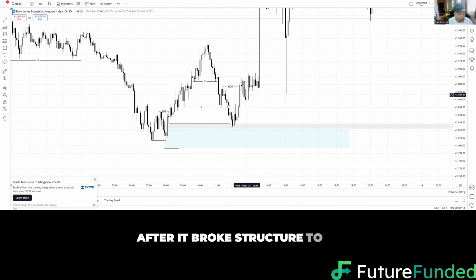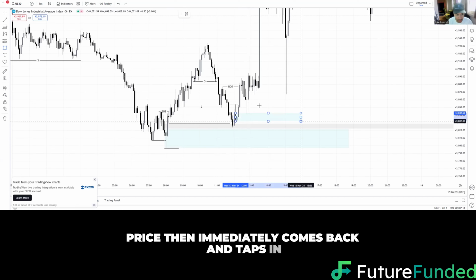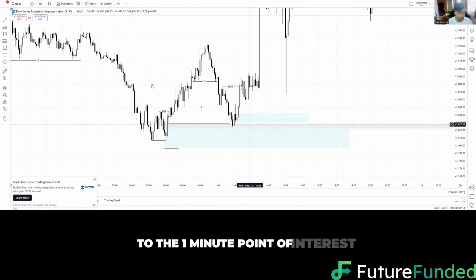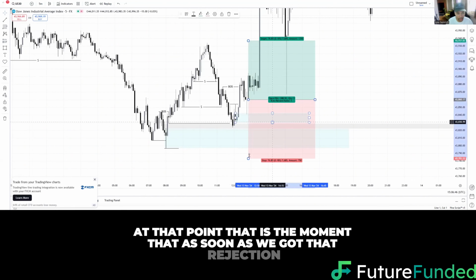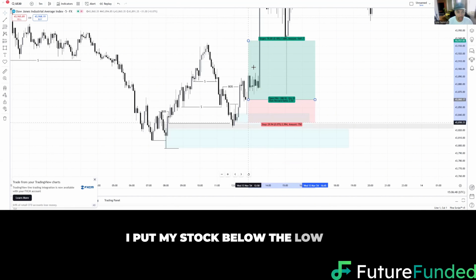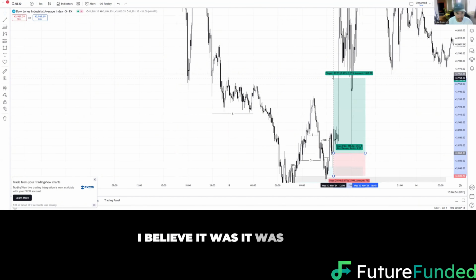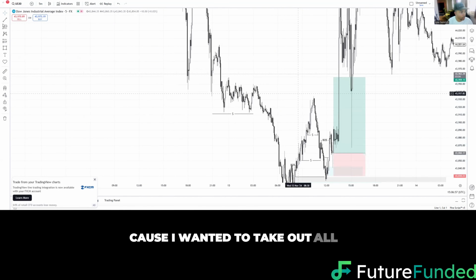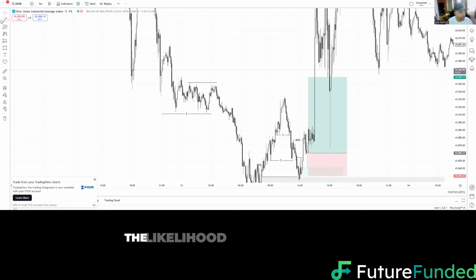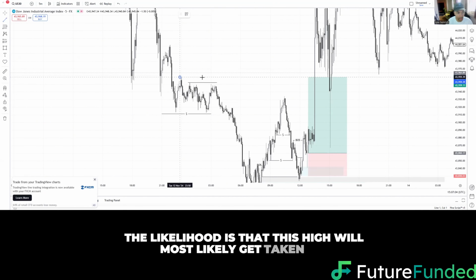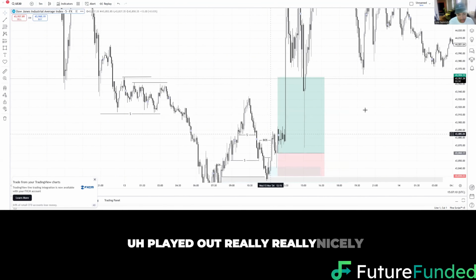After it broke structure to the upside, price then immediately comes back and taps in to the 1 minute point of interest. At that point, as soon as we got that rejection, I put my stop below the low, and I was in that trade, and I went all the way up to, I believe it was actually here, because I wanted to take out all of this liquidity. And I thought to myself, well, if this liquidity gets taken out, the likelihood is that this high will most likely get taken out. And it did. All right, that's exactly what happened. It played out really, really nicely.